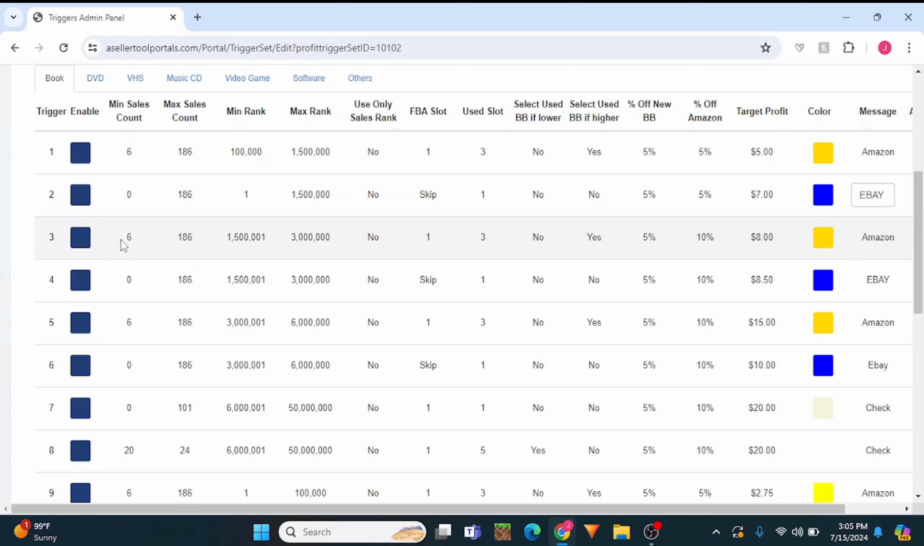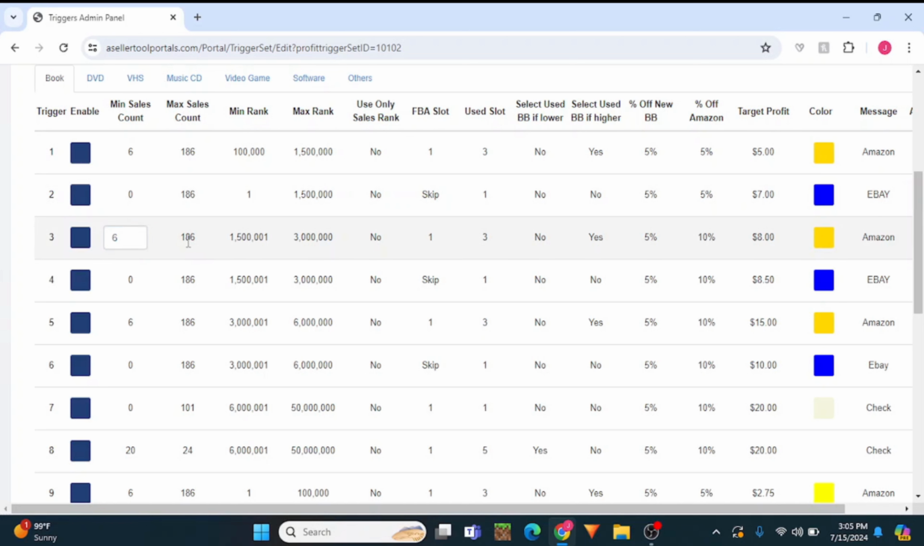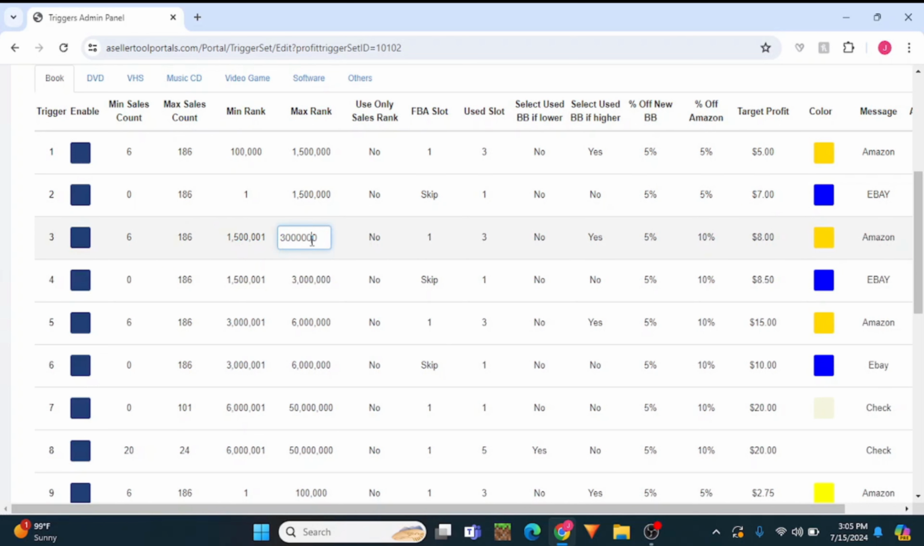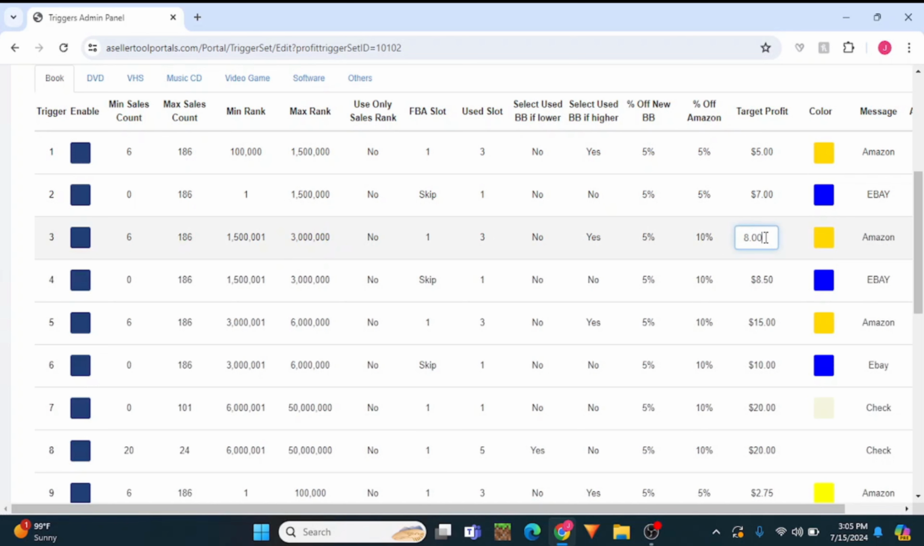Next trigger, 6 to 186 again on our sales score. Our minimum rank 1.5 million, max rank 3 million. Used only, we say no, 1, 3, no, yes, 5%, 10%, and our target profit here is $8.